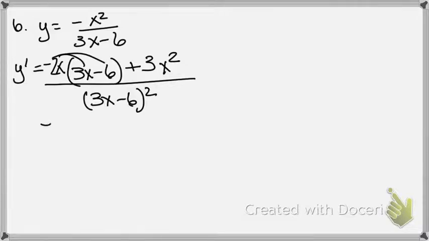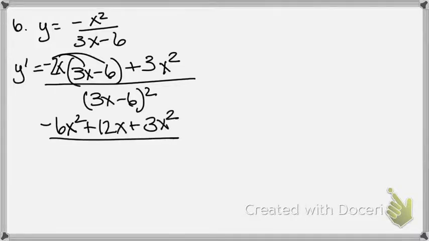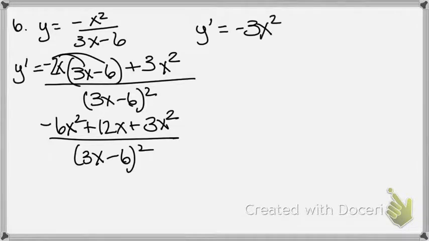So I get a negative 6x squared plus 12x plus 3x squared. Bottom stays the same. Combine like terms. What do we get? Negative 3x squared plus 12x.